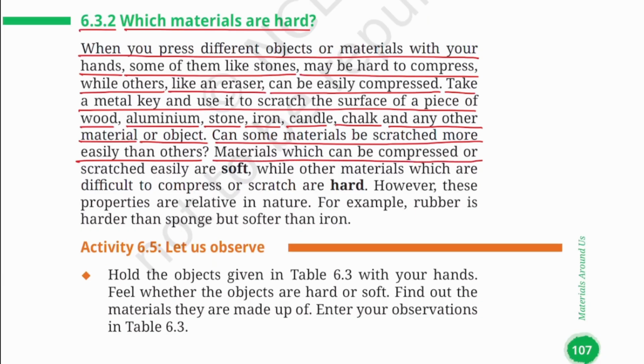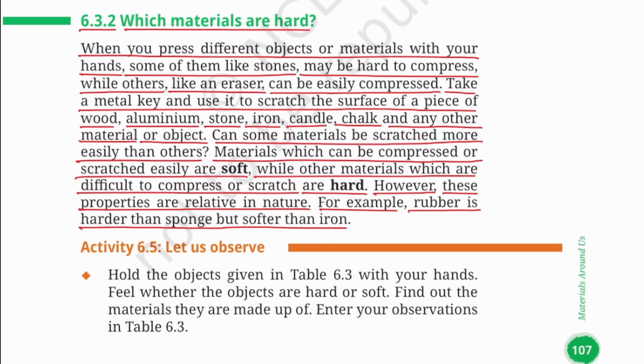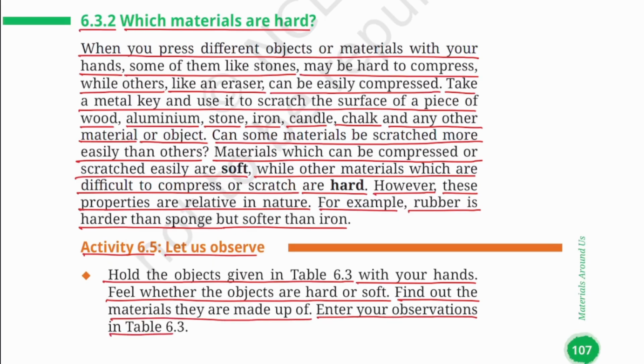Materials which can be compressed or scratched easily are soft, while other materials which are difficult to compress or scratch are hard. However, these properties are relative in nature. For example, rubber is harder than sponge but softer than iron. Activity 6.5. Let us observe. Hold the objects given in table 6.3 with your hands. Feel whether the objects are hard or soft. Find out the materials they are made up of. Enter your observations in table 6.3.